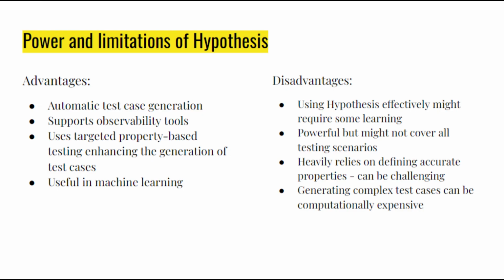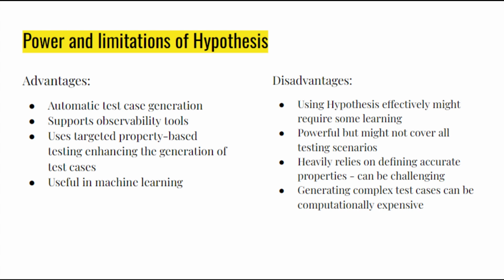To summarize, here are some advantages and disadvantages of using Hypothesis. So for the advantages, Hypothesis generates test cases automatically, which speeds up testing. It also supports observability tools, which can print drawn values randomly during falsifying tests, which helps in debugging. It uses targeted property-based testing, combining property and search-based testing advantages, enhancing the generation of test cases. It can also be useful in machine learning for result significance assessment and model validation.